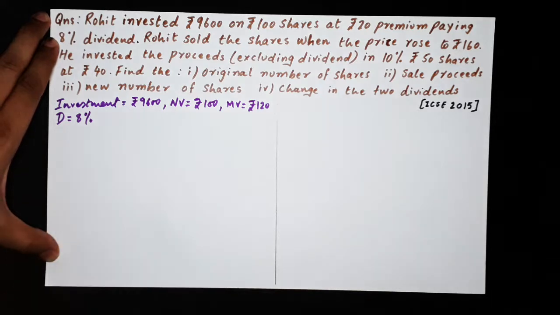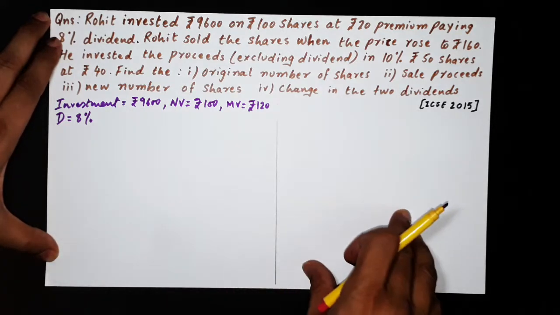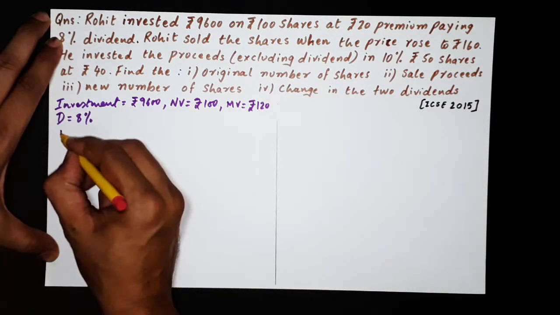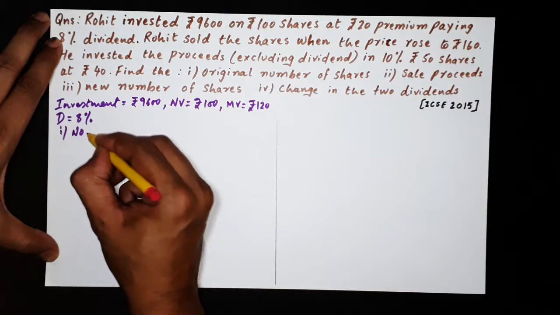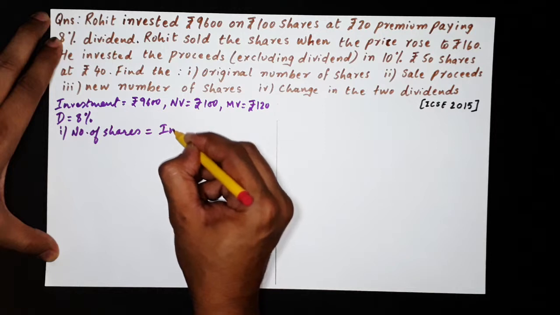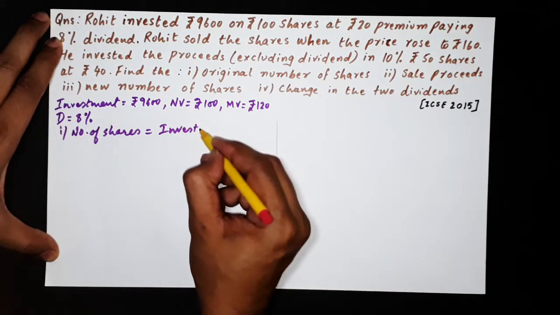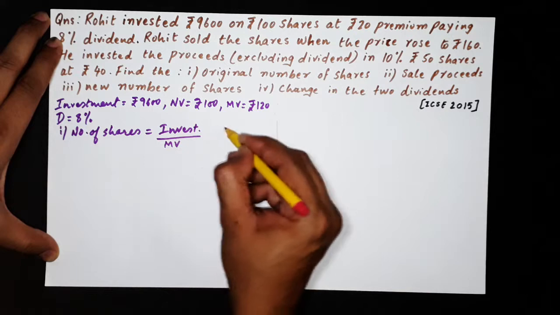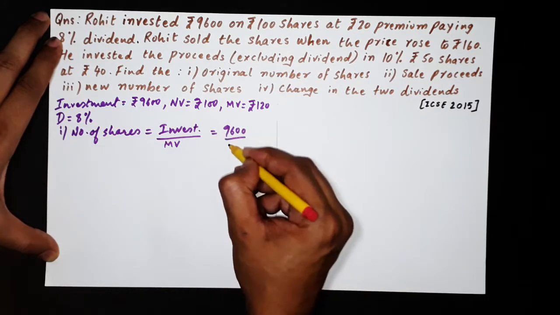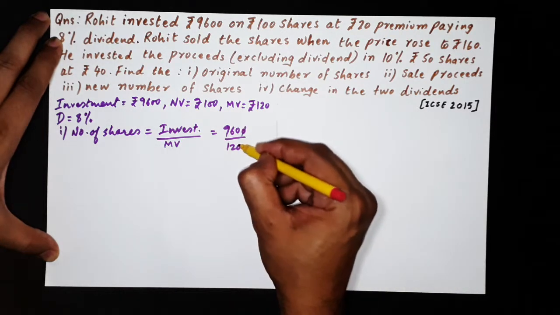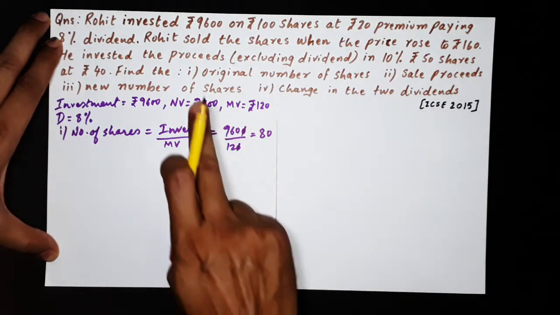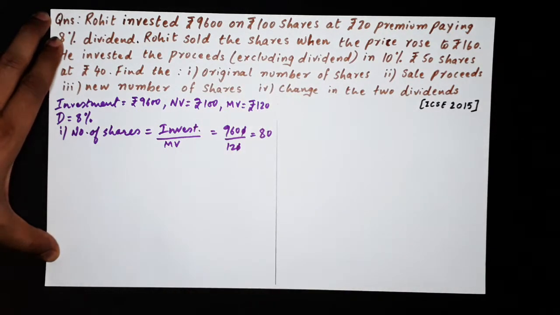So if we read this question till here, this is the information which we have. From this information, the first thing we can get is the original number of shares, the first sub question we can address. So the number of original shares will be investment upon market value. Here the investment is 9600 upon the market value 120. So this will come as 80 shares. So the original number of shares is 80.